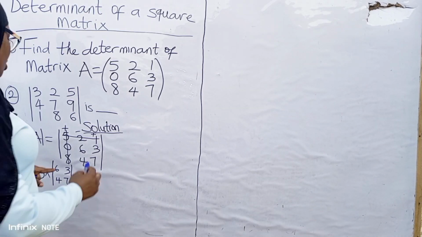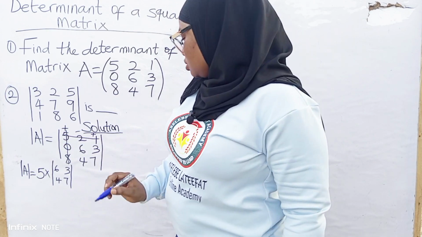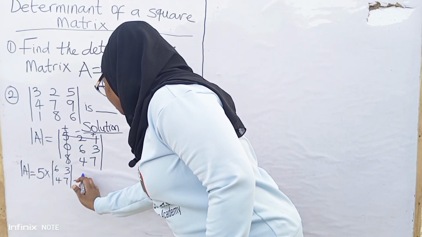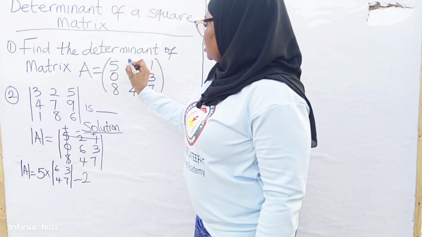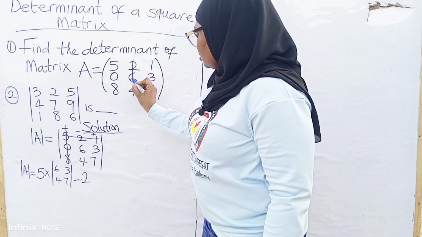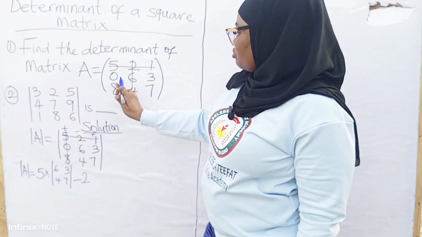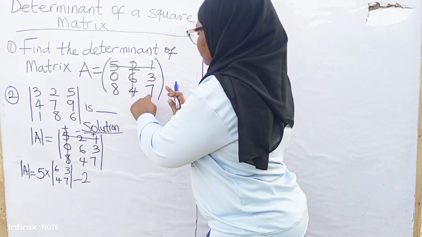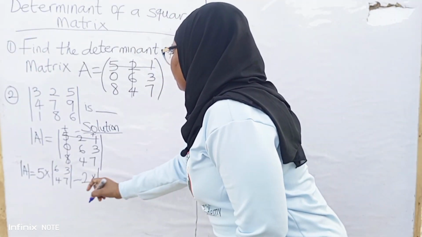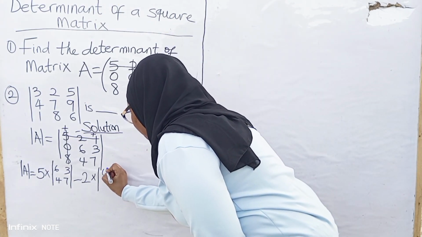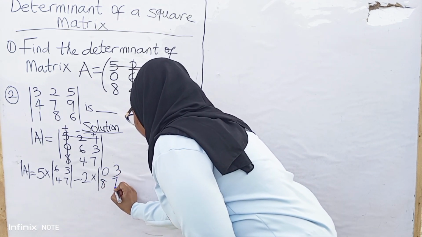After doing that, you go to 2, and 2 has minus, so you are writing minus 2. This is 2, so you cover it where it belongs vertically and horizontally. So it remains 0, 3, 8, 7. You are multiplying the determinant by minus 2, so determinant of 0, 3, 8, 7.